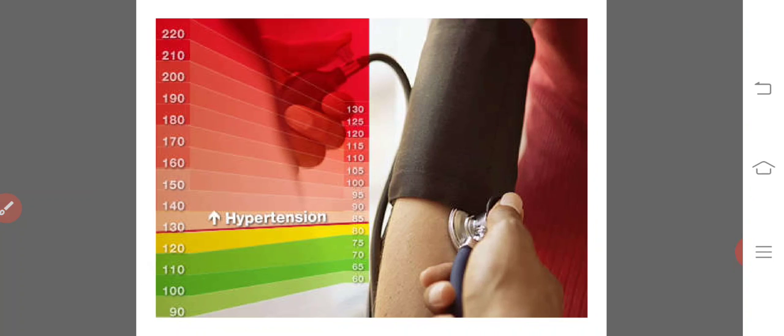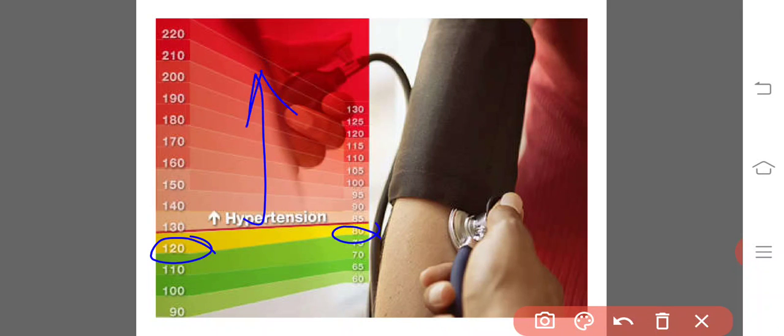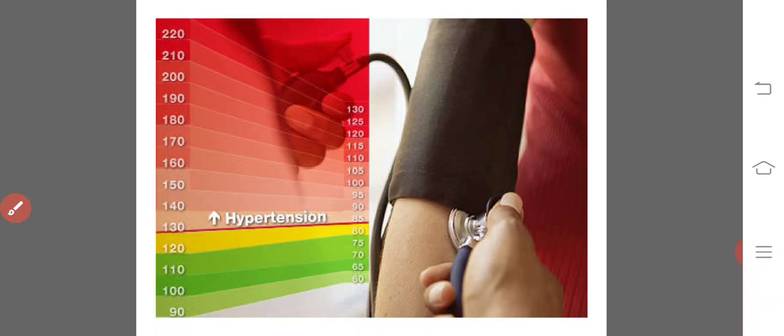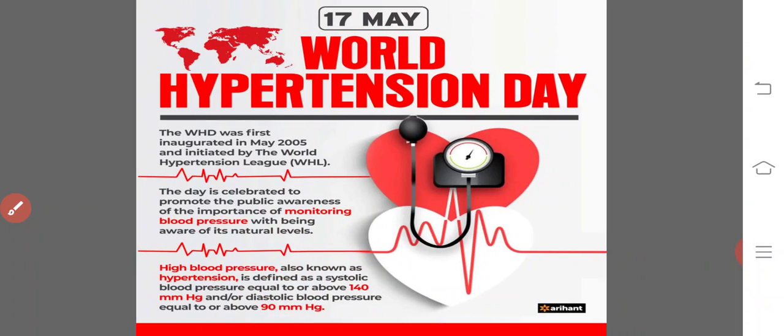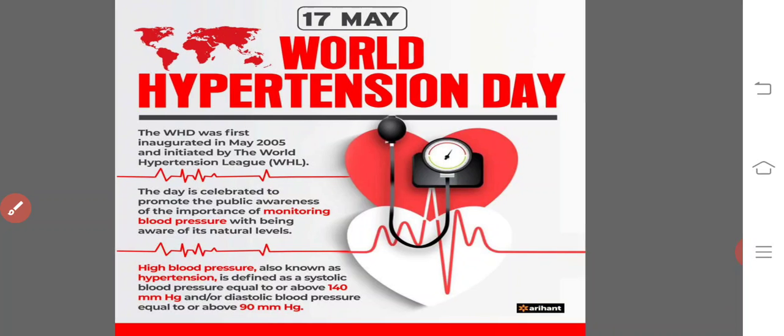So general blood pressure is 120/80. If it is raised further in this direction, that leads to hypertension. One more important thing, 17th May is World Hypertension Day. So sometimes they may ask about these days in the competitive examinations.